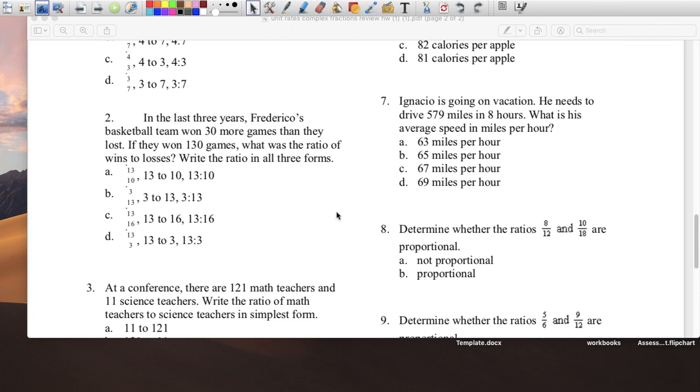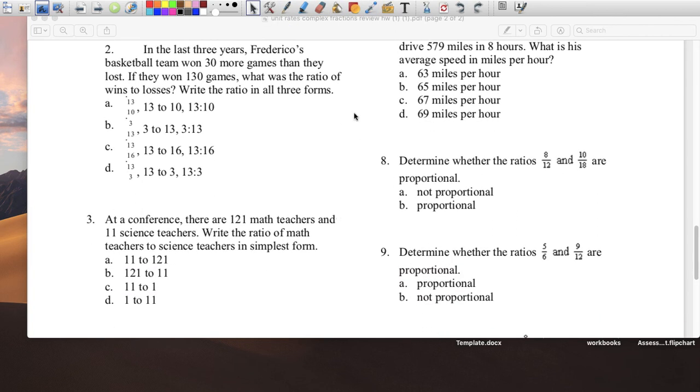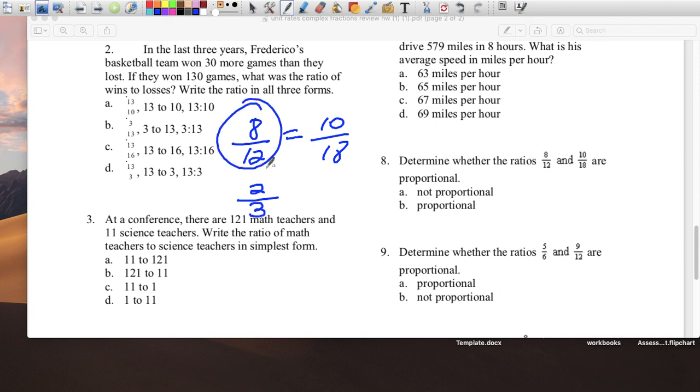Number 8. Determine whether the ratios 8 over 12 and 10 over 18 are proportional. Well, let's look at 8 over 12, and let's look at 10 over 18. For them to be proportional, they need to be the same. Let's simplify 8 over 12. Divide by 4, I get 2. 12 divided by 4, I get 3. So another way of saying 8 over 12 is 2/3.